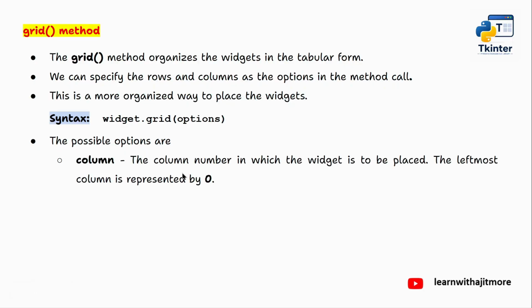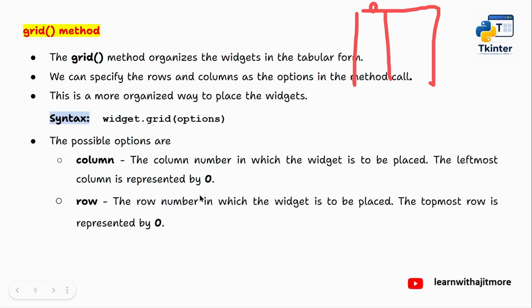Okay, the possible options, first is column: give the number, the column number in which the widget is to be placed. The leftmost column is represented by 0. Leftmost column. Getting? See here. So this first column is considered as 0. Okay. And then row, the row number in which the widget is to be placed. The topmost row is represented by 0.